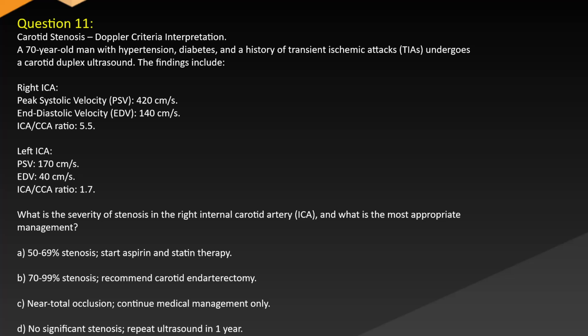What is the severity of stenosis in the right internal carotid artery, and what is the most appropriate management? A. 50 to 69% stenosis. Start aspirin and statin therapy. B. 70 to 99% stenosis. Recommend carotid endarterectomy. C. Near total occlusion. Continue medical management only. D. No significant stenosis. Repeat ultrasound in 1 year.